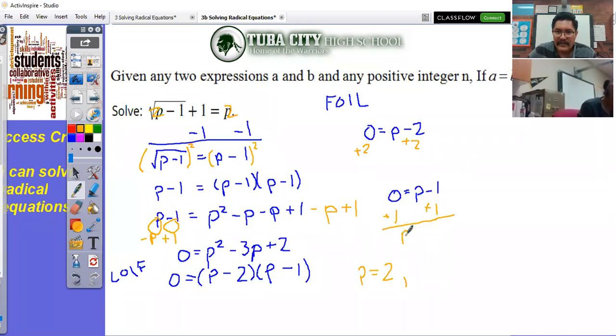So now I have p equals 1 because I add 1 to both sides. And before we make it a solution, let's check it really quick. So again, I'm going to go through this process. So p is 1, this p is 1. 1 minus 1 is 0. So there's a 0 under this radical. Take the square root of 0, you get 0. 0 plus 1 is 1. That's true. So p can also be 1, or it can be 2.